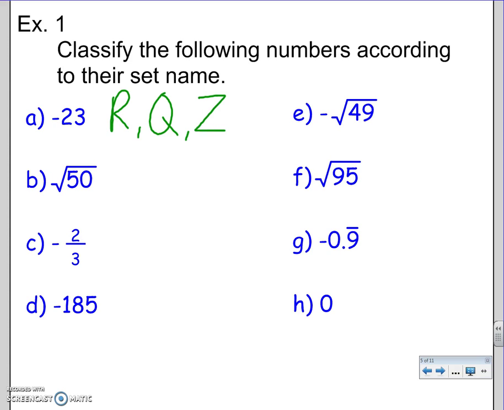Z is actually the freebie, it's any complete number, negative, 0, or positive. Then I think about W or N. W is for 0 and positive, which negative 23 is not, and N is for positive, which negative 23 is not. If it's a negative number and it's a complete number, then it's just Z.